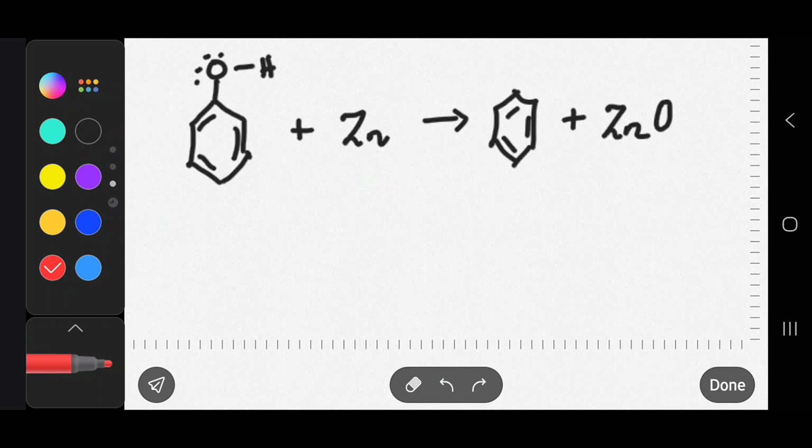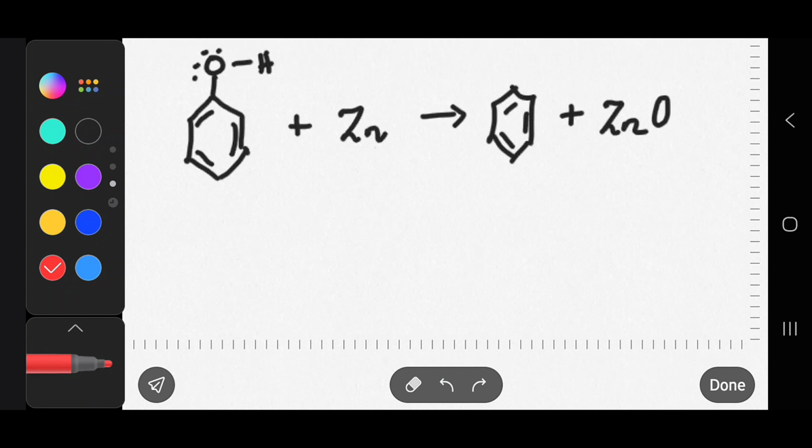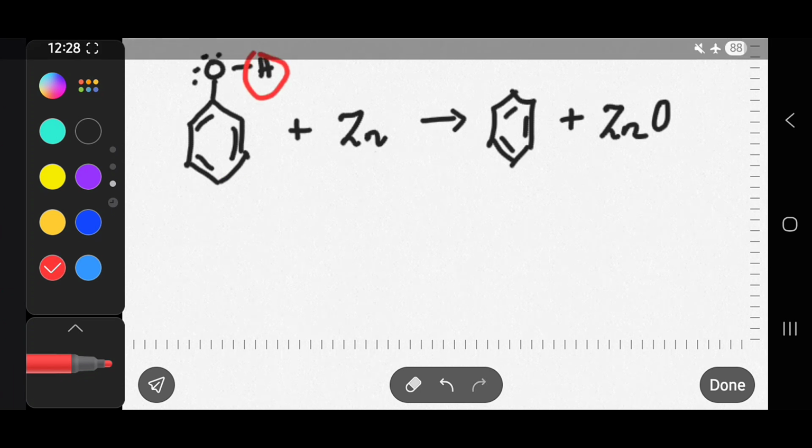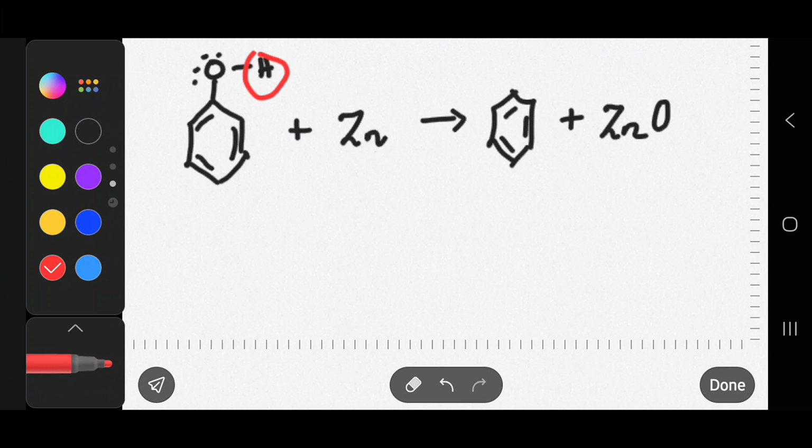So the first thing that is going to happen is that phenol, which you see here, is going to lose its proton. What's its proton? This hydrogen here, it's its proton. So it's going to lose the hydrogen as a proton. Because it's a weak acid, definitely it can lose a proton. Acids can donate their proton, they can lose it. So how would that happen?